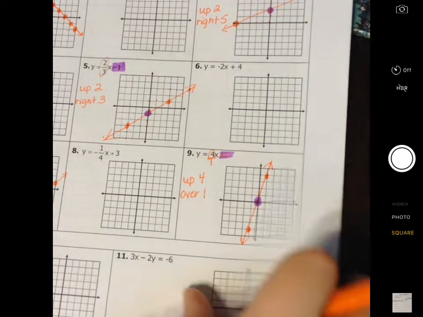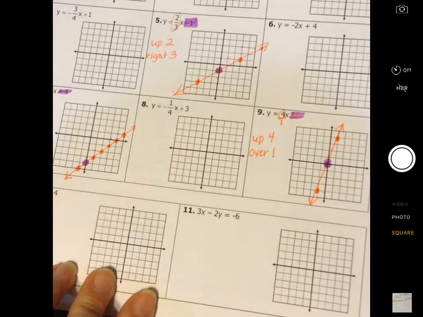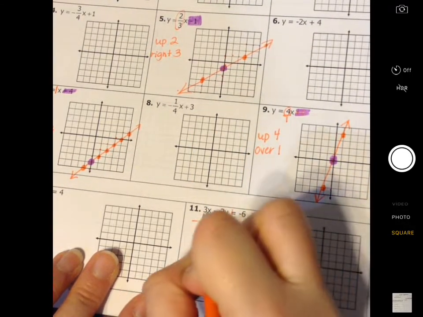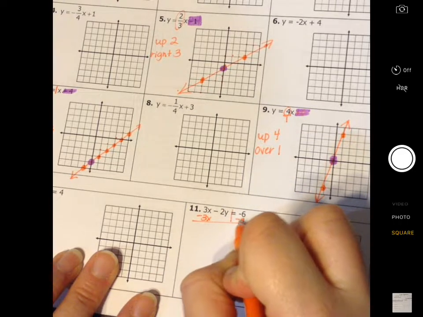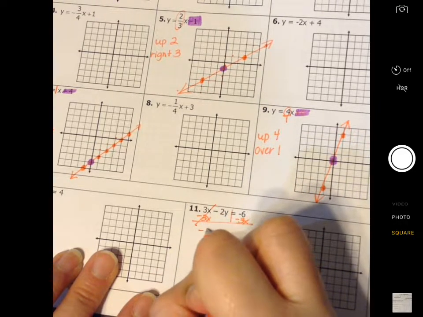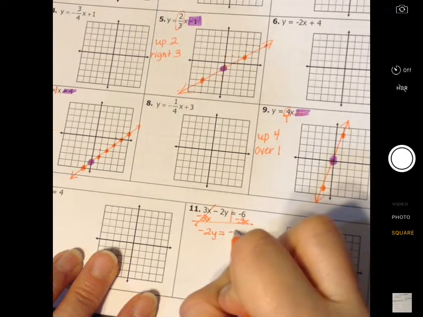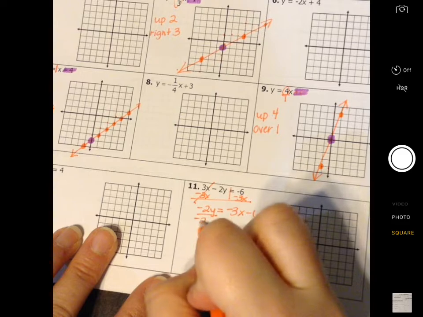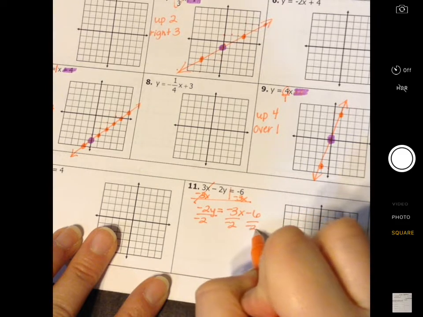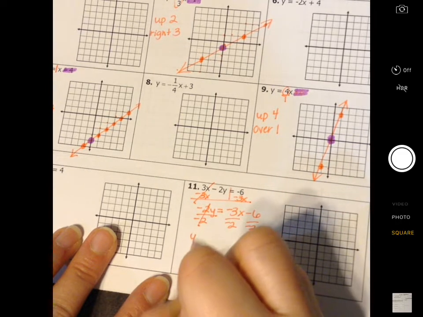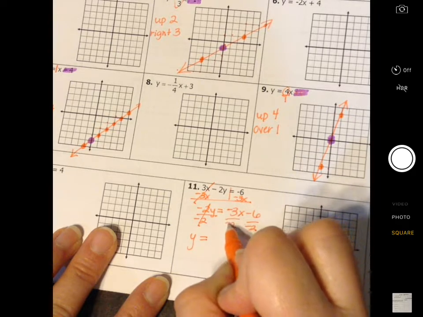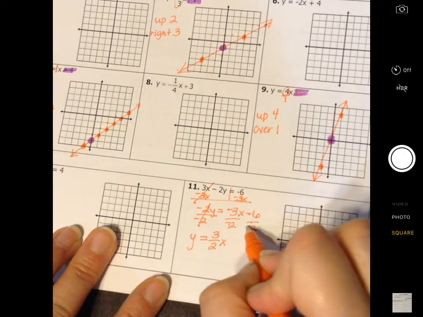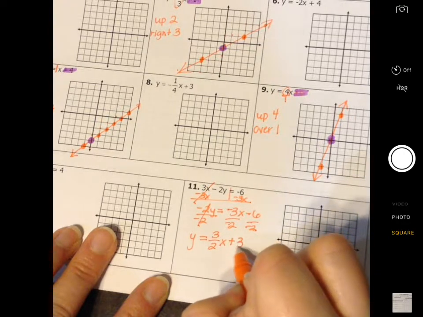All right, let's jump to 11. It is not written in slope-intercept form, so we have to write it. Subtract 3x from both sides. Negative 2y equals negative 3x minus 6. I would then divide everything by a negative 2. I'm left with y equals negative, and a negative makes this a positive 3/2 x. Negative 6 divided by negative 2 makes this a positive 3.